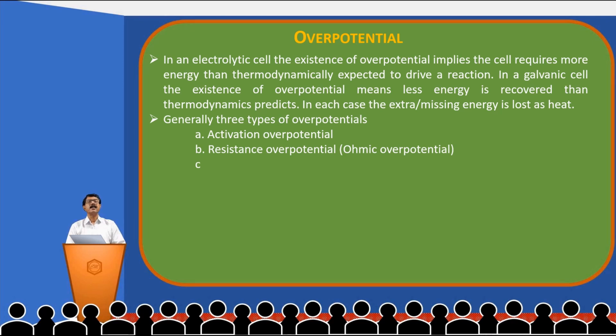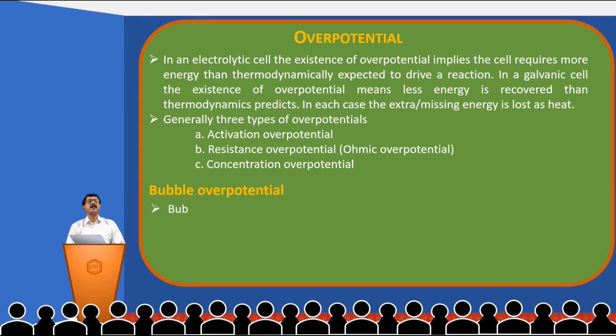Third one is the concentration overpotential. It arises due to concentration changes induced in the vicinity of the electrodes by electrochemical reactions occurring there. Now let us consider another type of overpotential. It is called a bubble overpotential.